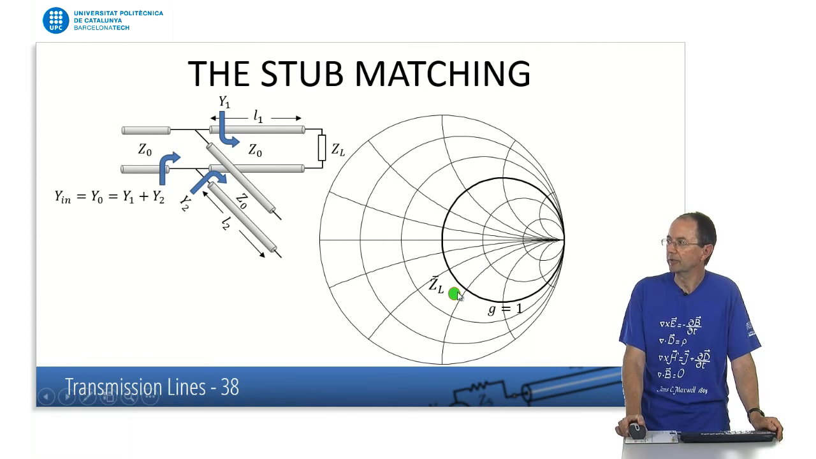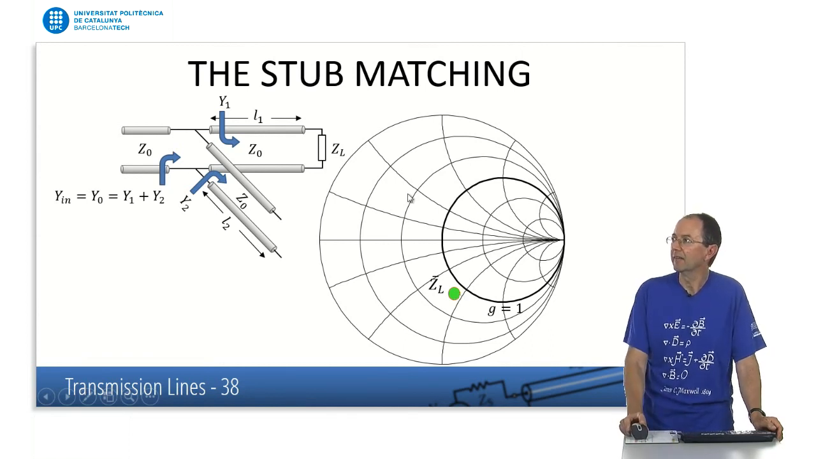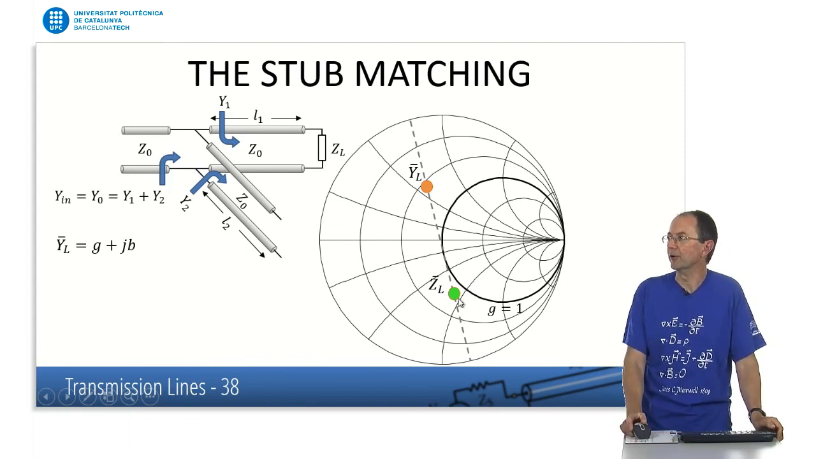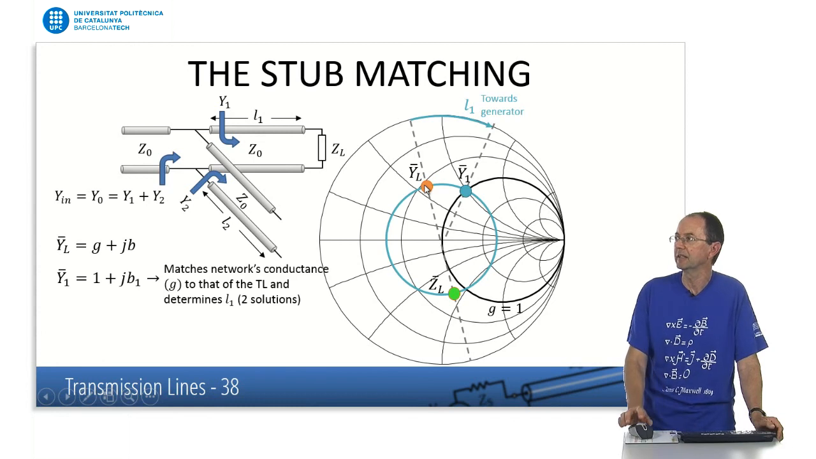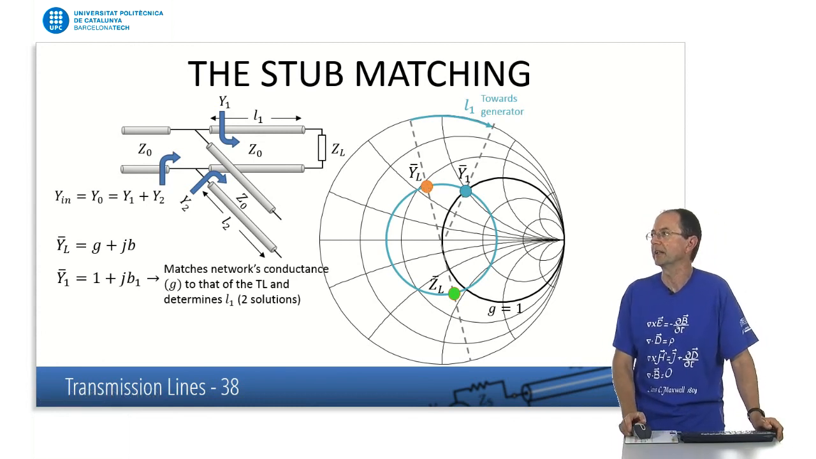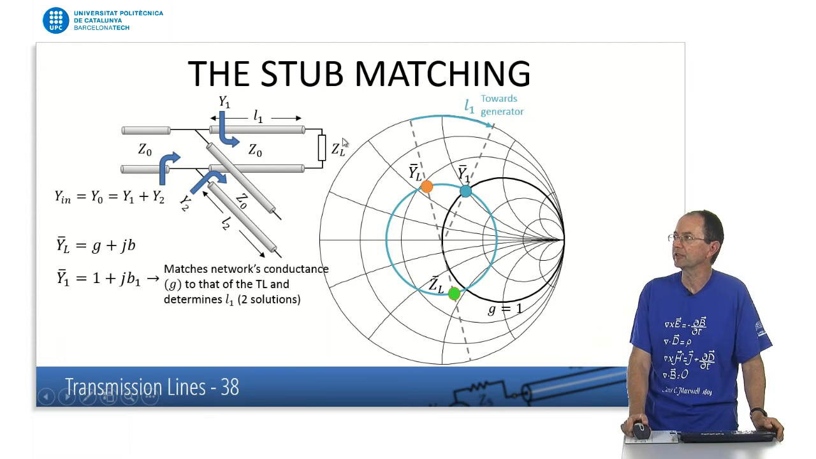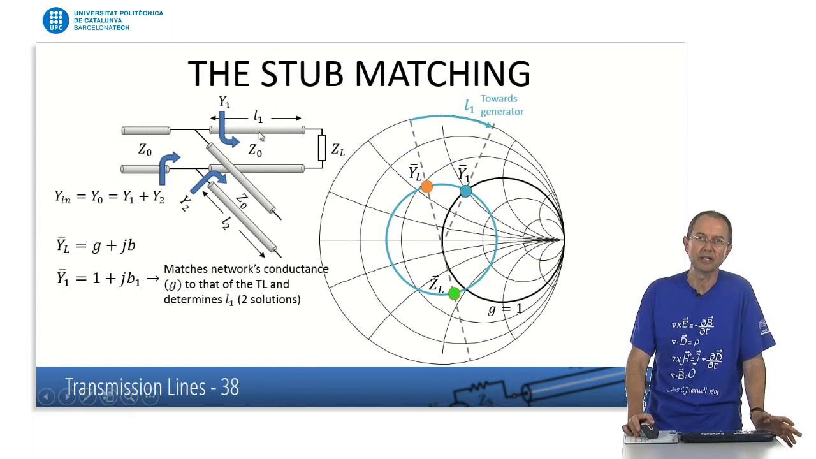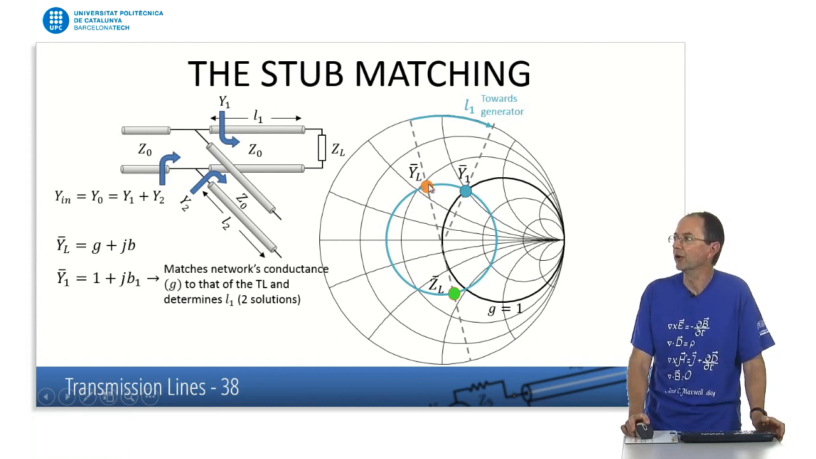Okay, that's the point where we start. Now, we move here towards the generator, towards the connection point of the stub. What's going to happen here? Well, as before, instead of using impedance, we can change it into admittance and work with admittance directly because it is more convenient for parallel connections. Now we start from the admittance of the load, and then we move towards the generator some, at this moment, unknown length, L1, along this line.